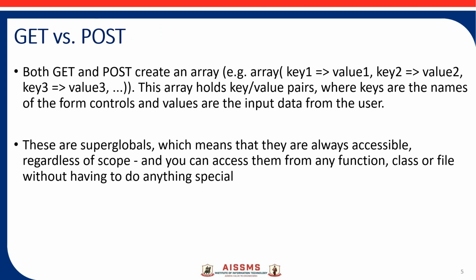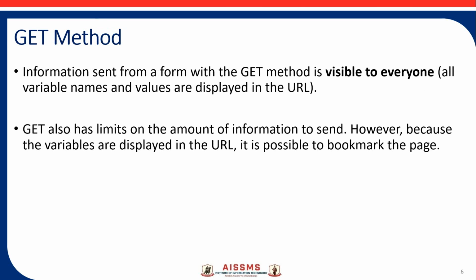GET versus POST. Both GET and POST create an array, for example, array key 1 value 1, key 2 value 2, key 3 value 3. Both create an associative array which holds key-value pairs. The keys are the names of the form controls and the values are the input data from the user. GET and POST are superglobals, which means they are always accessible regardless of scope, and you can access them from any function, class or file without having to do anything special.